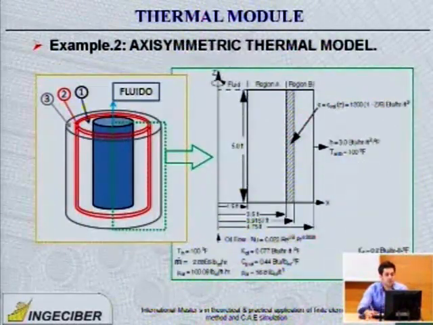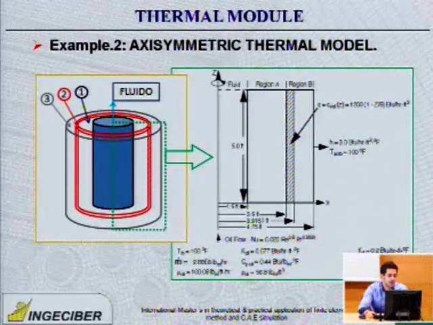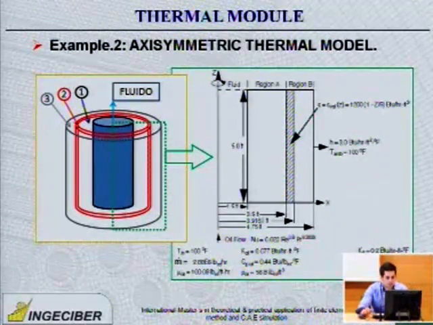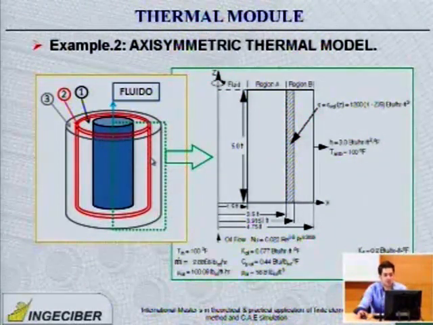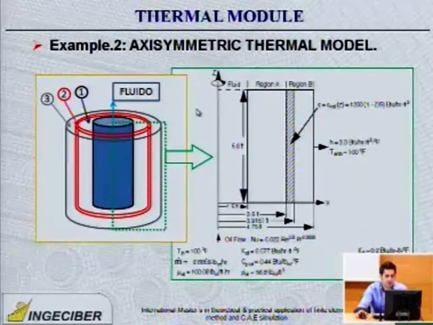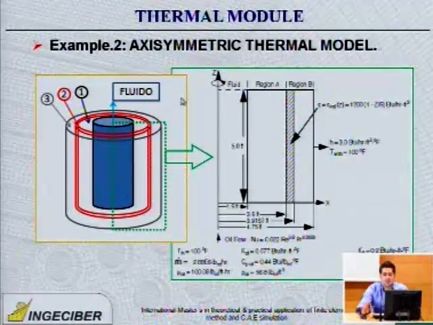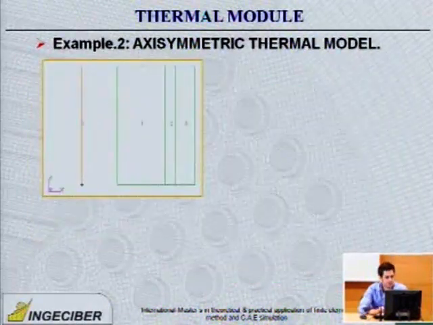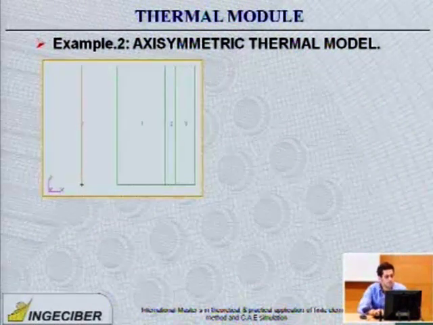The second example: here we have a tube that consists of three different materials and has a fluid inside of it. This model has a 3D geometry, but it could be simplified using the axisymmetric model. That is possible because this geometry has a rotational symmetry. So here we can see the model.